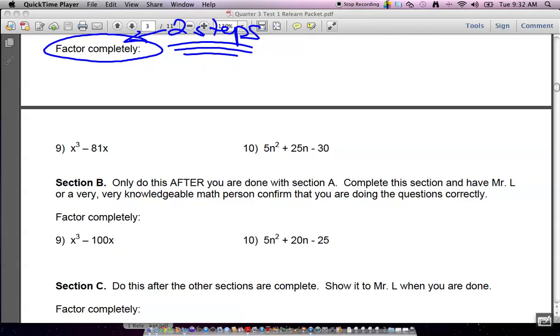So, if I see the word factor, that means do what I just did in the previous section. If I see factor completely, there's a whole new message being given. It means you have at least 2 steps. You might even have more, but at least 2 steps.